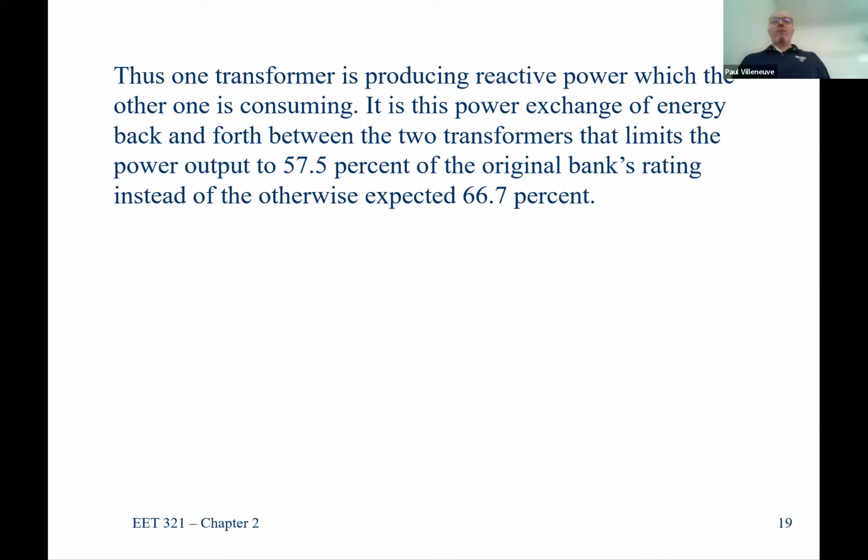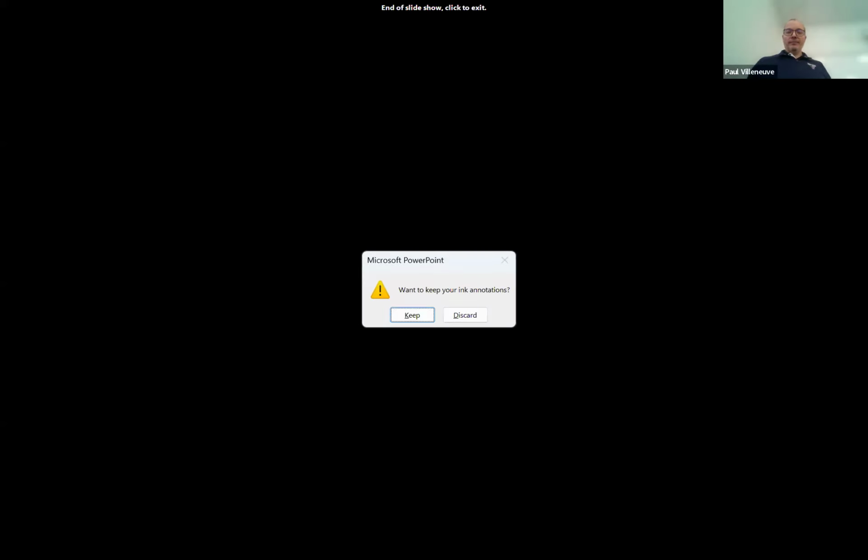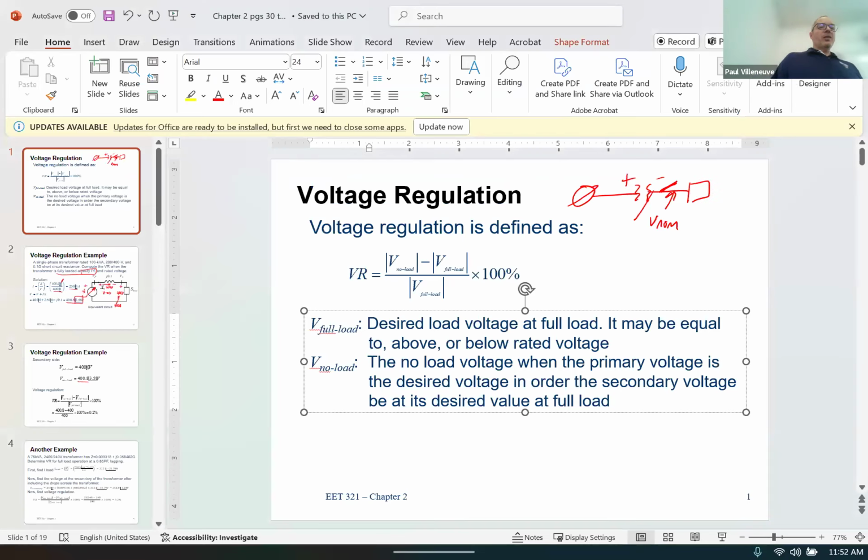So that's the problem with open deltas. You don't see them much anymore. But you can do it. If you want to be cheap and you don't need a lot of power, you can take your two transformers, run them in an open delta, and you will get three-phase power. Questions?